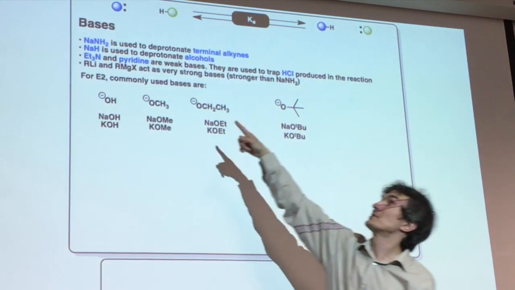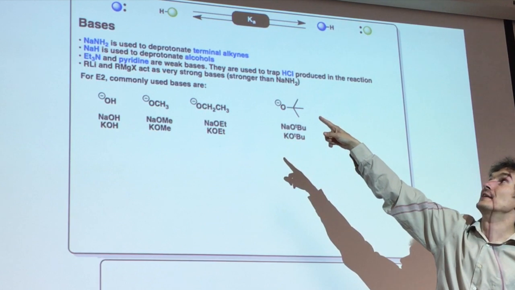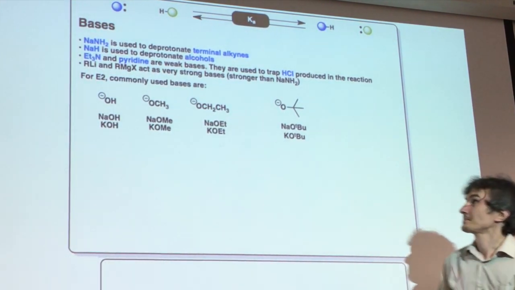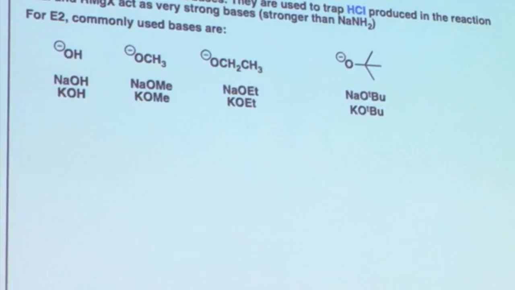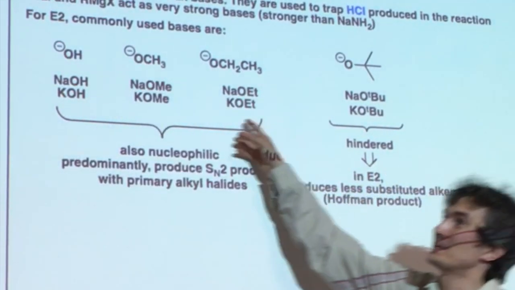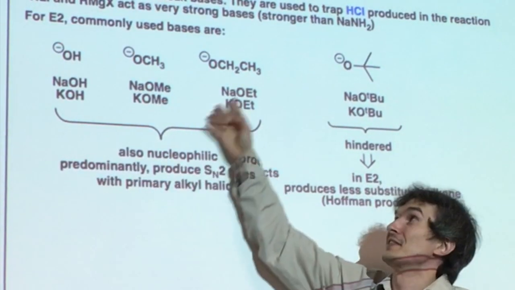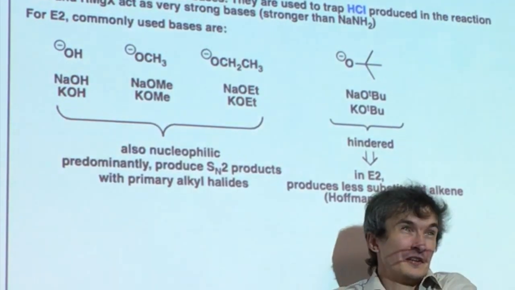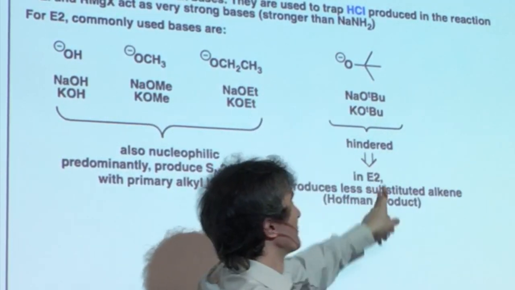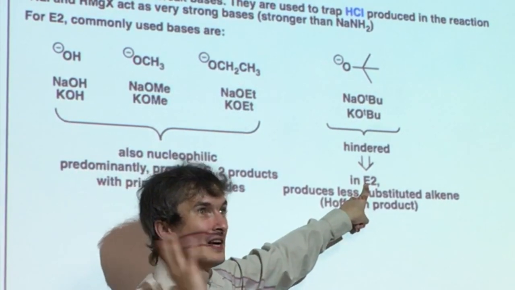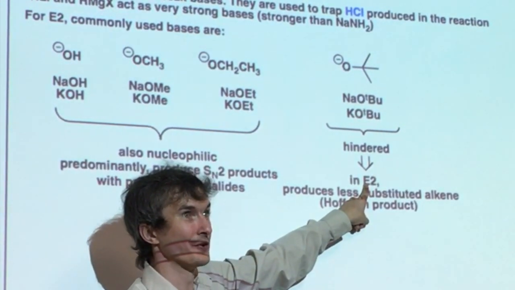What is the job of every blue ball on this slide? To steal a proton. That's what they're used for. These ones can also be nucleophiles in SN2, so please don't forget that they're still good nucleophiles because they're not hindered. This is too crowded though, so this is only used for eliminations. Potassium tert-butoxide, only for eliminations because it's too crowded.